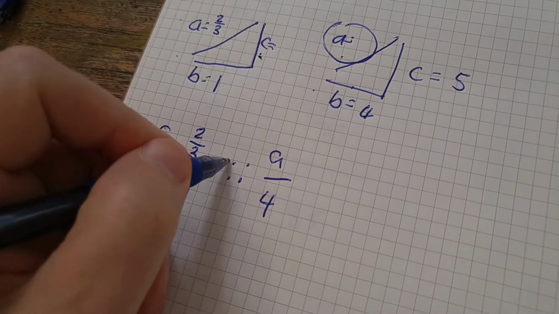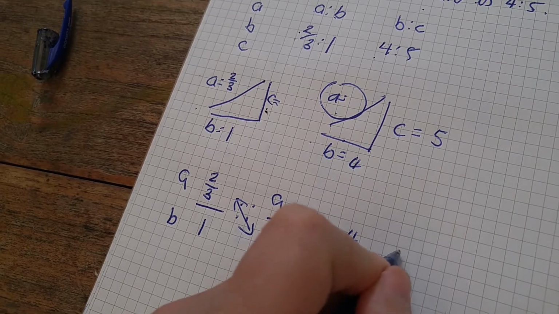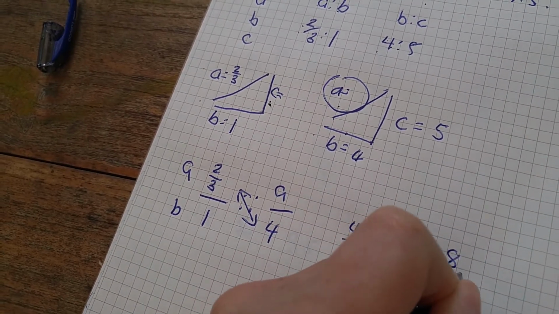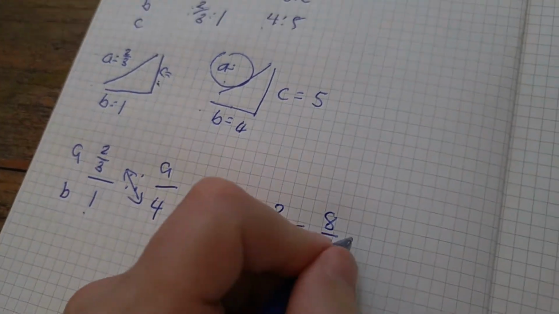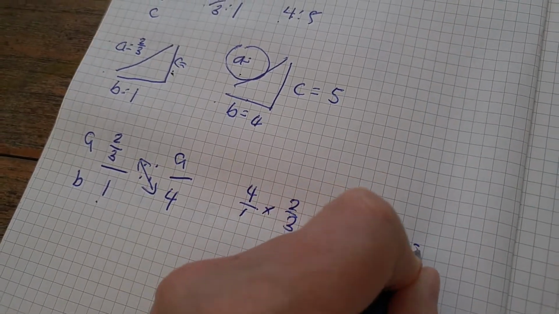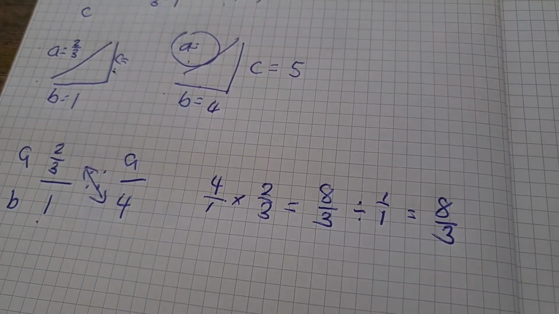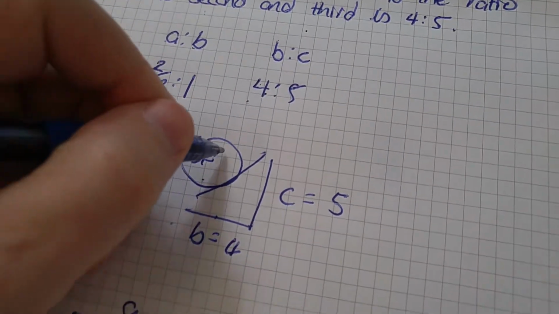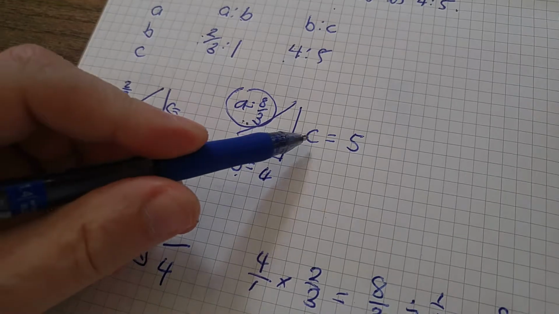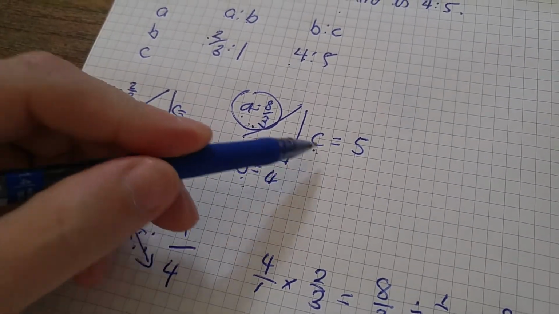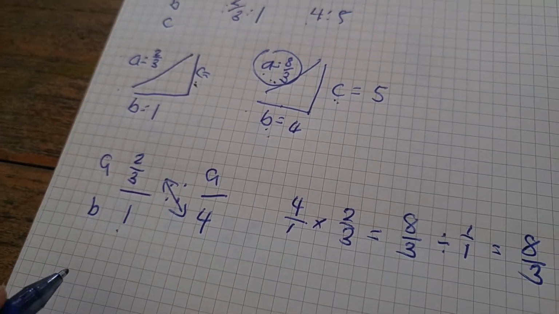So we solve these as before, cross multiply: 4/1 times 2/3 equals 8/3, and we divide that by 1, which gives us 8/3, and we're going to leave that as an improper fraction. We can just substitute that into here. Now we have all 3 values we've found out, so we can put that into a ratio itself.